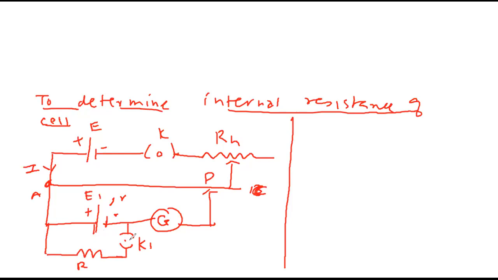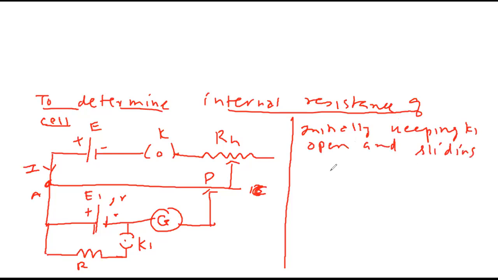Suppose this key is open, then is this R connected or disconnected? Disconnected. So initially, keeping the key K1 open and sliding the jockey, null point P is obtained.